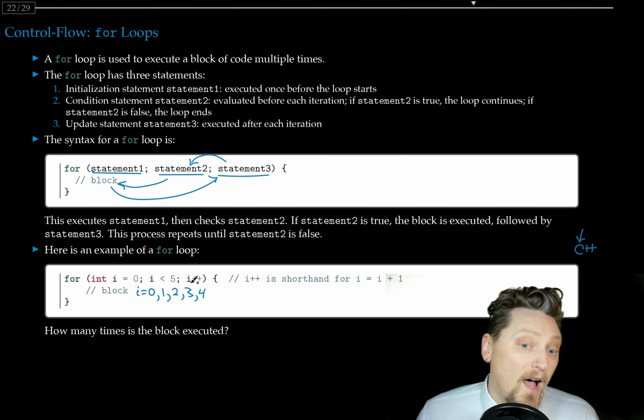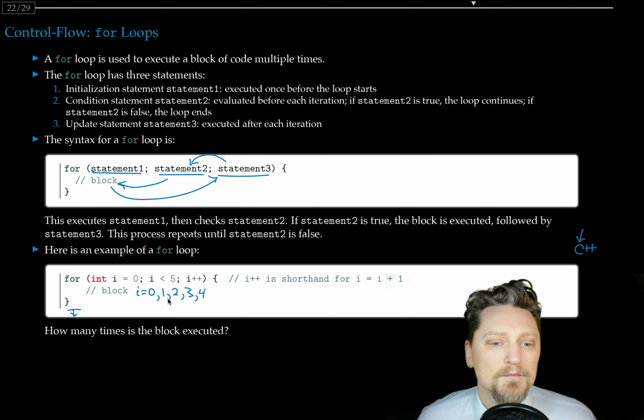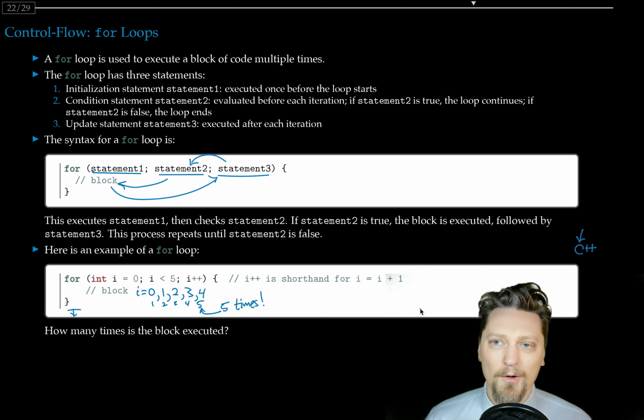i equals 5, it's not less than 5. It's going to be false. It'll skip the block. It won't execute, and it'll continue from the end of the for loop. Okay, so how many times is that? 1, 2, 3, 4, 5. Five times. Okay, there is our for loop.